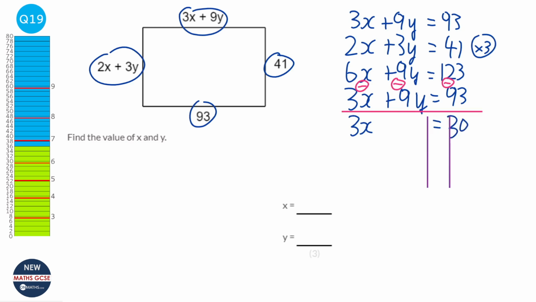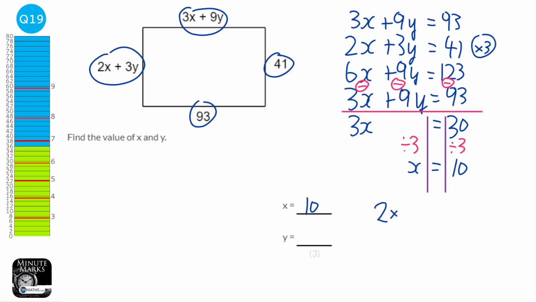We're going to get our solving lines in, and we're just going to divide by 3 both sides. So we've got x equals 10. So we know what x is, but we need to find out what y is. So what I'm going to do is just pick one of the equations. I can pick the 2x plus 3y equals 41, and just substitute the value of x in.